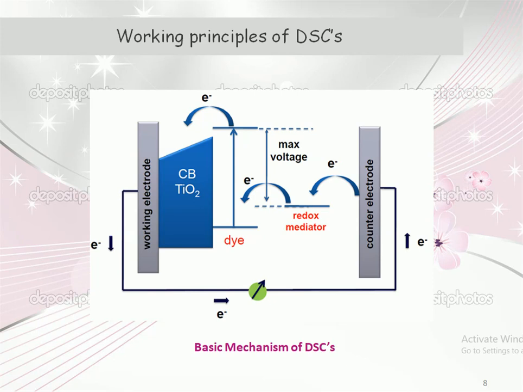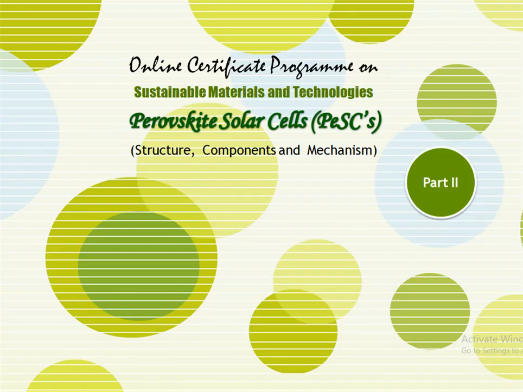The quantum yield of the dye is considered here for stability. High quantum yield means the dye should be highly stable, with a long life period for these applications, that is dye-sensitized solar cells. And that's about the mechanism, the working principles of dye-sensitized solar cells. I hope we'll move on to part 2 with this brief introduction of dye-sensitized solar cells.